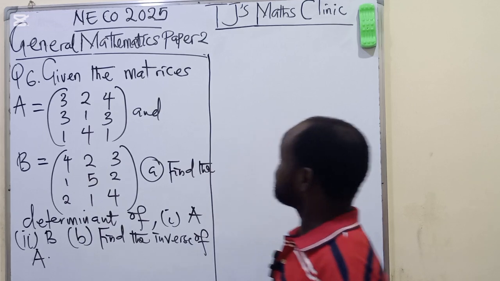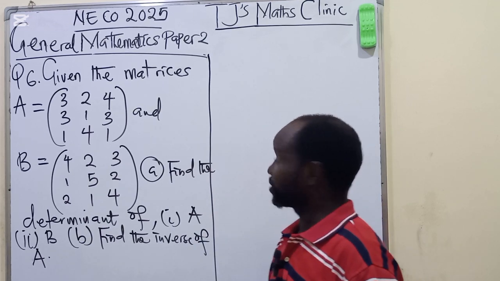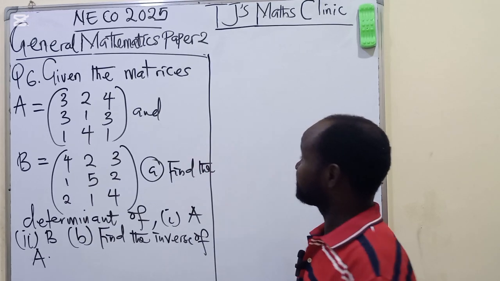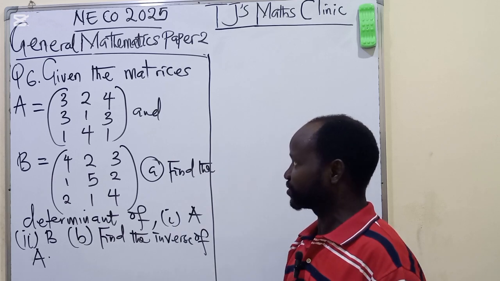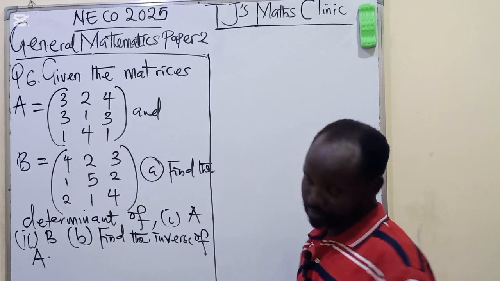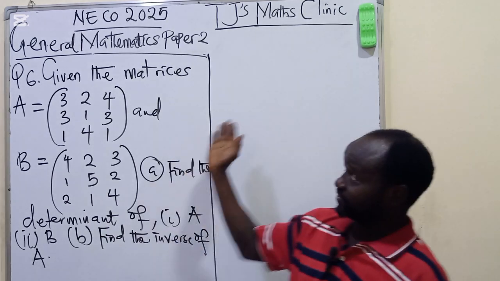Still on Senior School Certificate Examination, NECO 2025, General Mathematics Paper 2. With us here is question 6 from the optional parts. This is the first question.